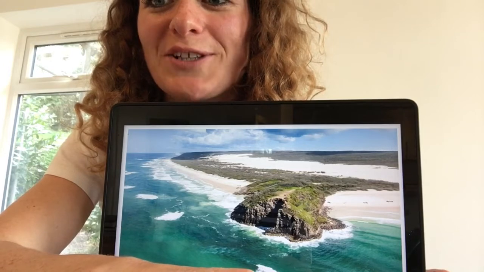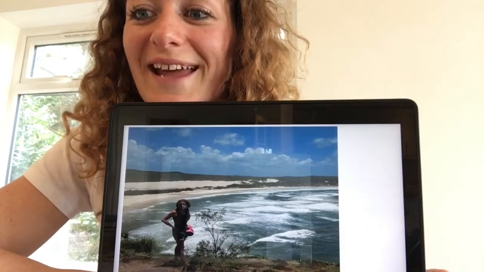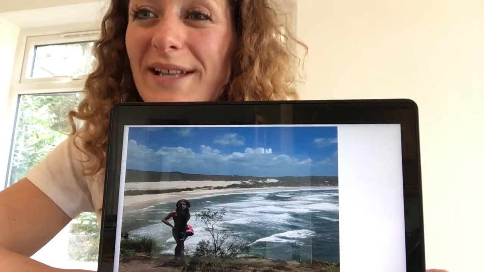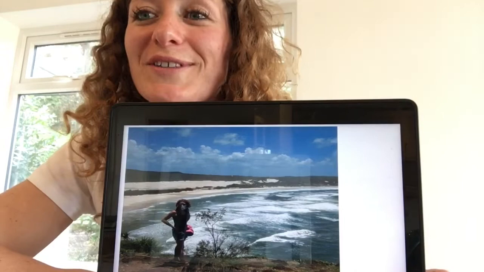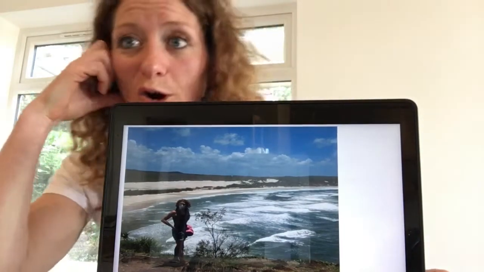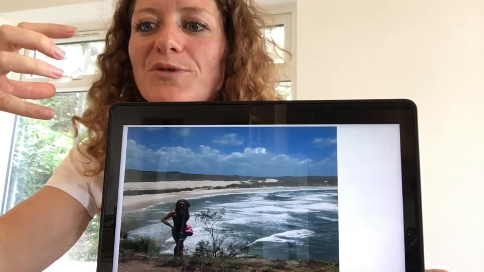So I'm going to show you a picture of when I used to live there. So that's me stood on the top of Indian Head, and I used to live there back in 2013, so probably before lots of you were even born. And I used to live in a tent, and my job there was to help the Aborigines to look after the land and to look after the animals.